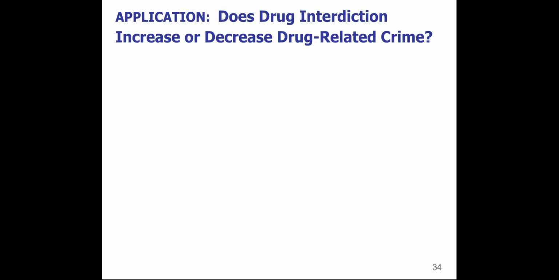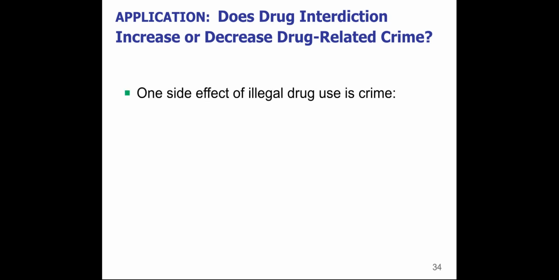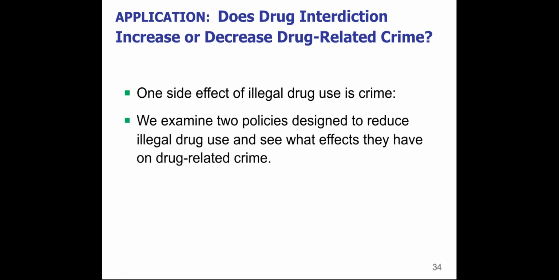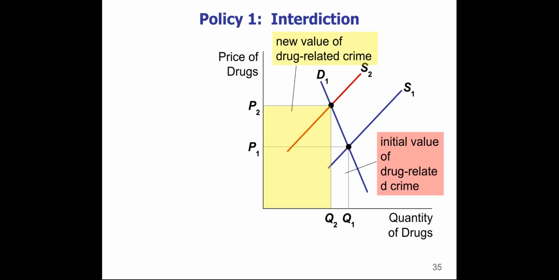So we're going to look at some policies often used by law enforcement to reduce drugs in the war on drugs. One of those is drug interdiction. And another is drug education, and whether these decrease drug-related crime. So one side effect of the use of illegal drugs is crime. We're going to look at two different policies to see if we can reduce illegal drug use and what types of effects they're going to have on the market.